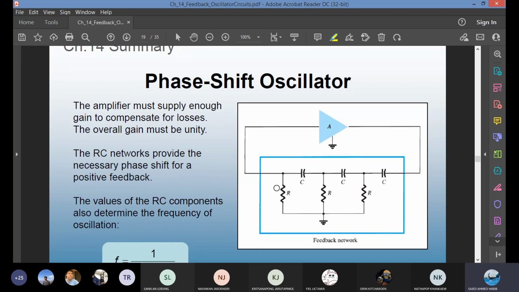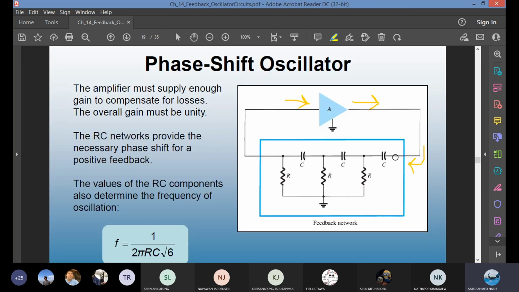Slide 19. This is again a phase shift oscillator. This is not an actual circuit. This is the idea of a phase shift oscillator. You have an amplifier. Here is the input, and then you have an output. The output is fed back to an RC network, a network of resistors and capacitors. This thing enclosed in the blue rectangle is your feedback network.